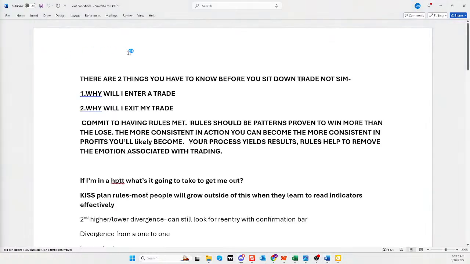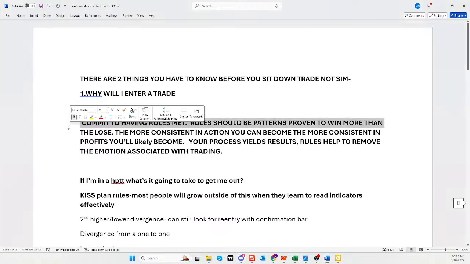Focus on the process. And there's 2 things that you have to know before you go live. You have to know why you will enter a trade. The KISS plan gives you rules for entry, and it spells it out, and it shows them to you, and you will know exactly what it takes to put you into a trade. And then you have to know why you will exit. And guys, this is the one that costs people thousands of dollars every day. Why will I get out of a trade?